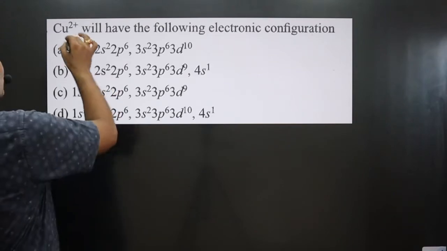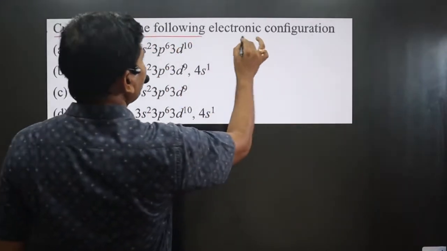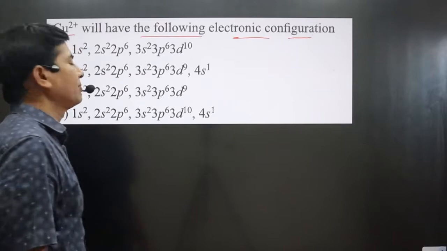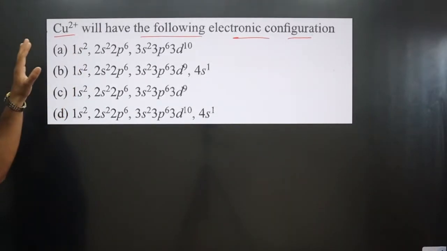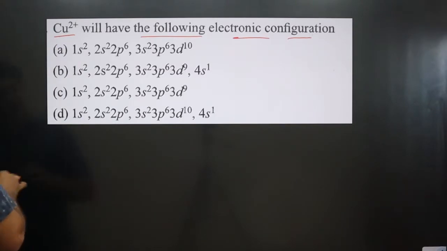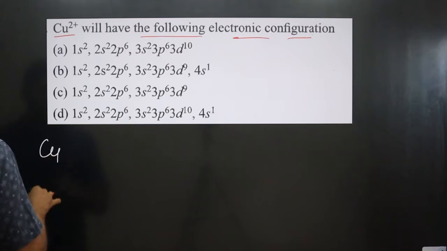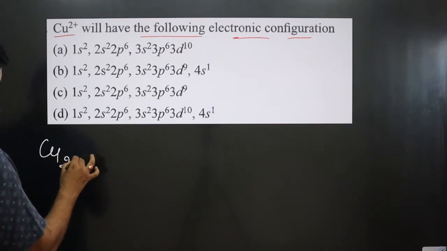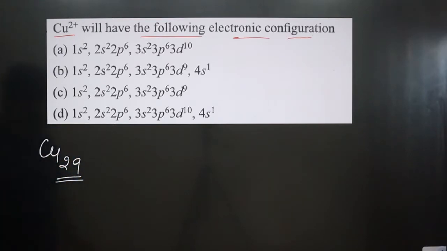The question says Cu2+ will have the following electronic configuration. We have to determine the electronic configuration for Cu2+. Copper is there. We can write the electronic configuration for copper. First of all, its atomic number is 29. Okay, we start writing the electronic configuration.